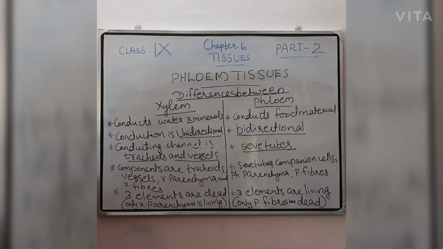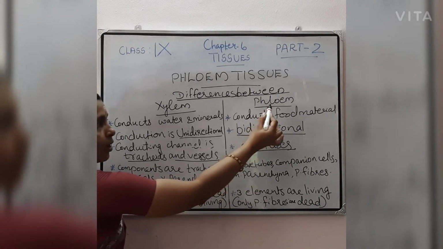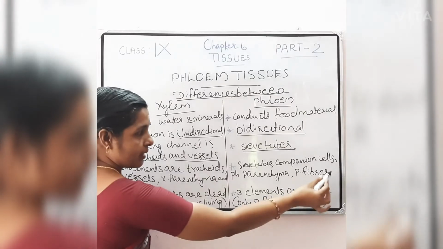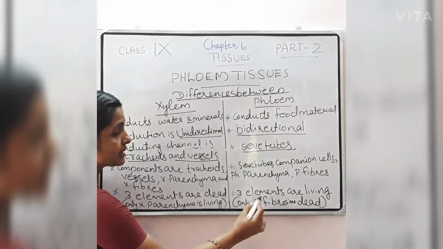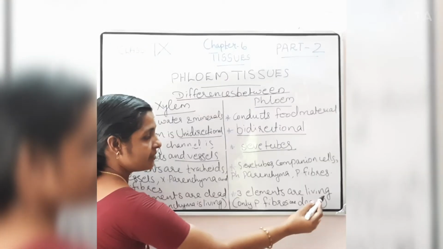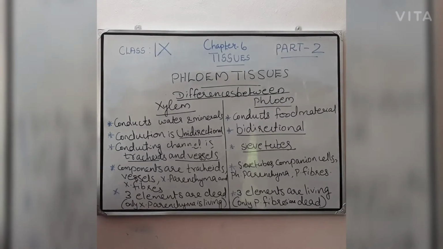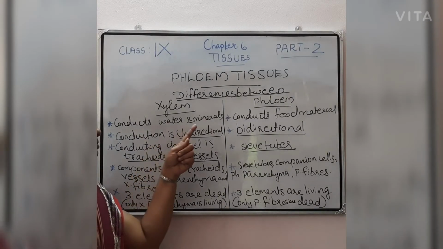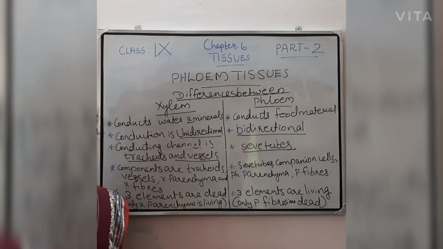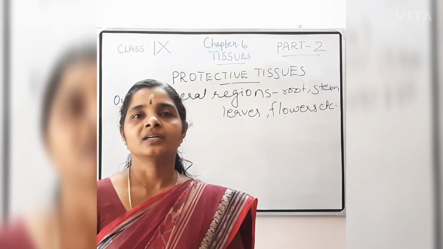Just opposite there, phloem tissue consists of these four elements. Of these four elements, three elements are living and only phloem fibers are dead. Understand? So these are the differences between xylem tissue and phloem tissues.